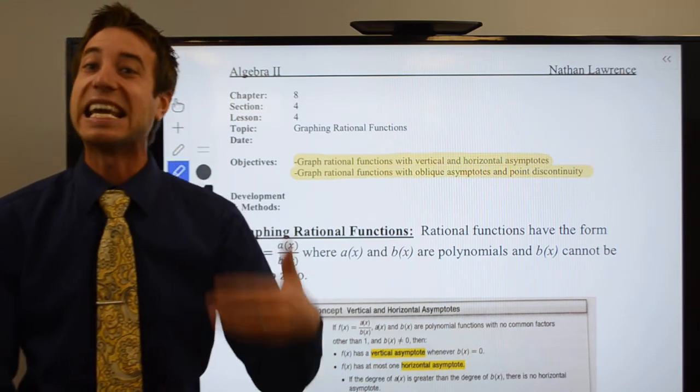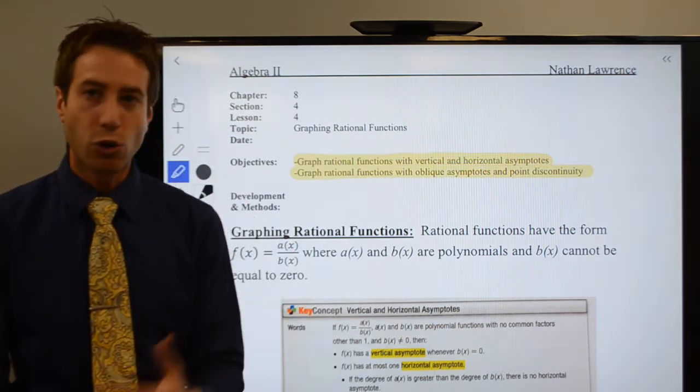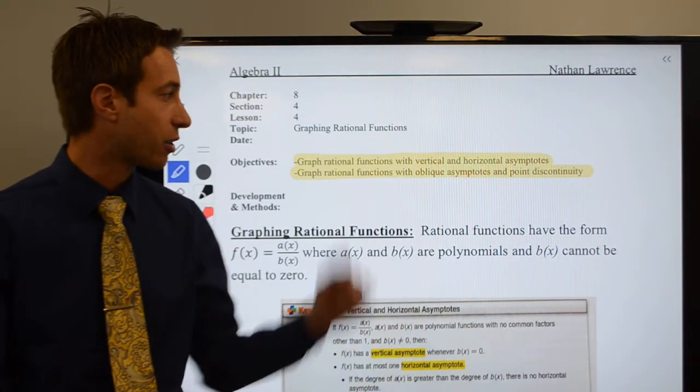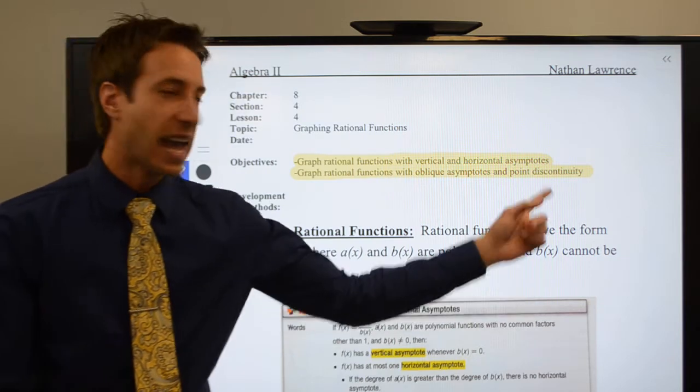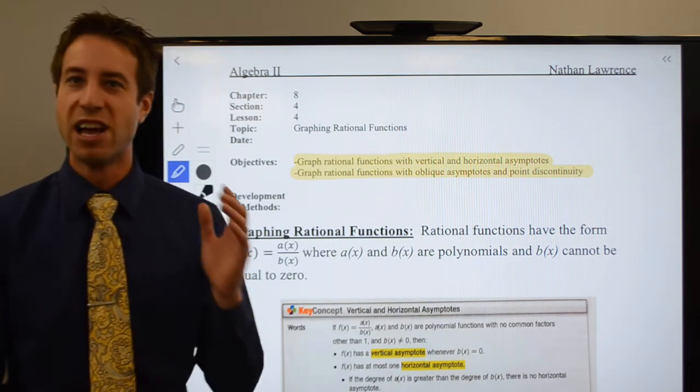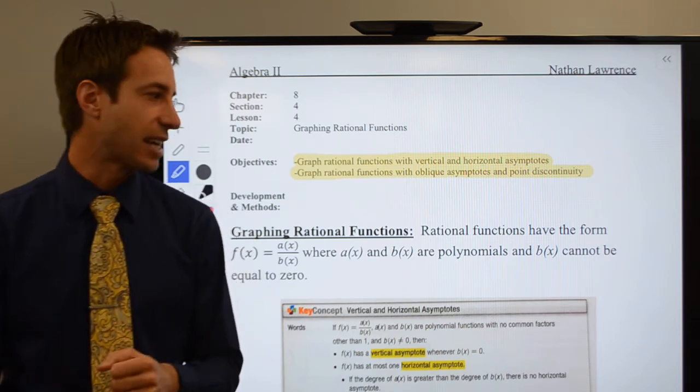As we get to the end of this set of notes, we'll graph a couple of rational functions where you could have all of this stuff: a vertical asymptote, a slanted asymptote, and a hole in the graph, all in the exact same rational function. Tons of fun. I love this section.